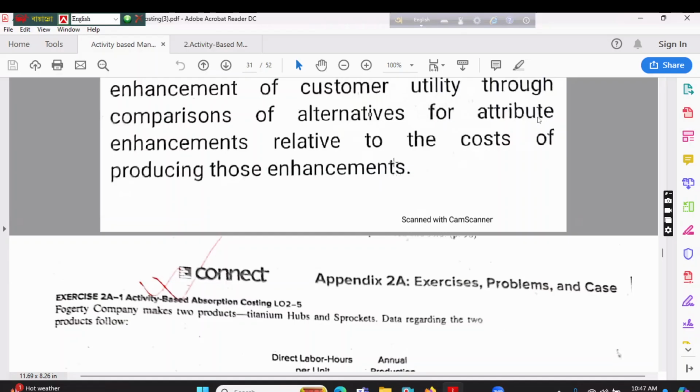Unit product cost using traditional costing and unit product cost using activity-based costing.